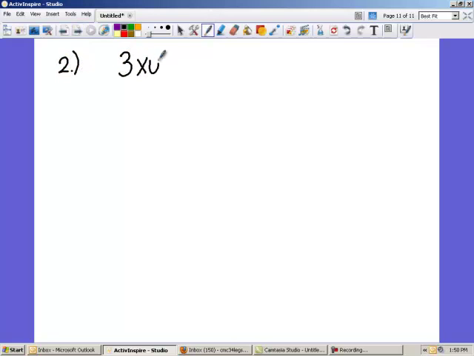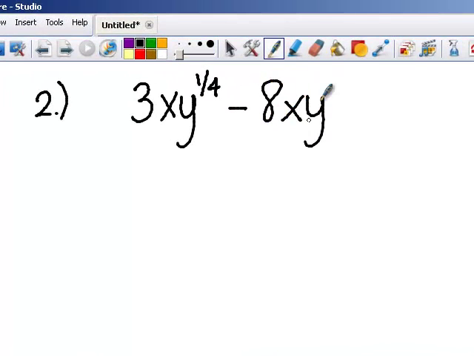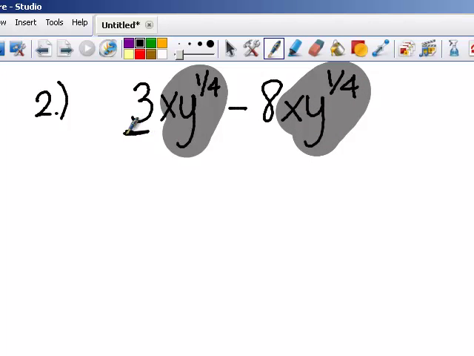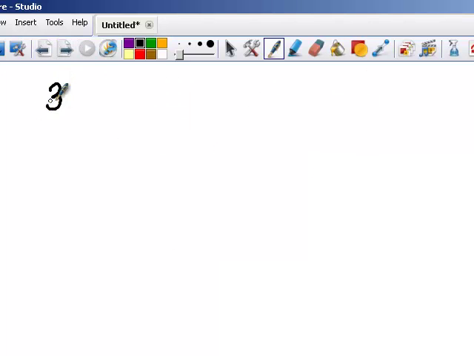Again, here's another example. The like terms here would be the xy to the 4th. And so we have 3 minus 8, which would give us -5 of these xy to the 4th. And the last problem, this is a little bit more complicated version of this.